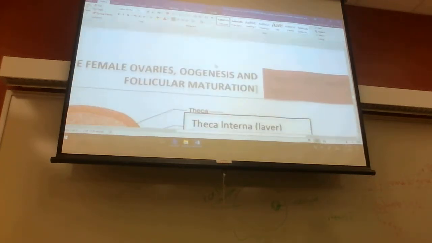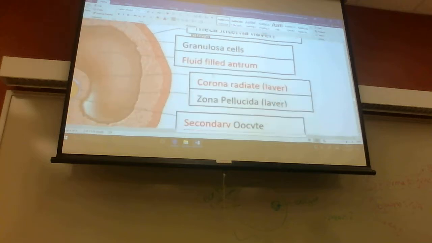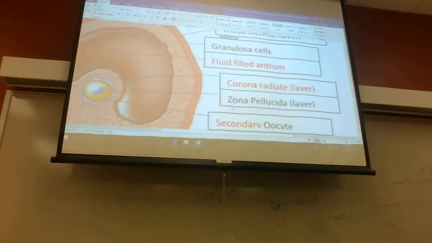So I'm going to scroll down a little bit more. And the corona radiata layer is this one right here between the antrum and the blue zona pellucida.